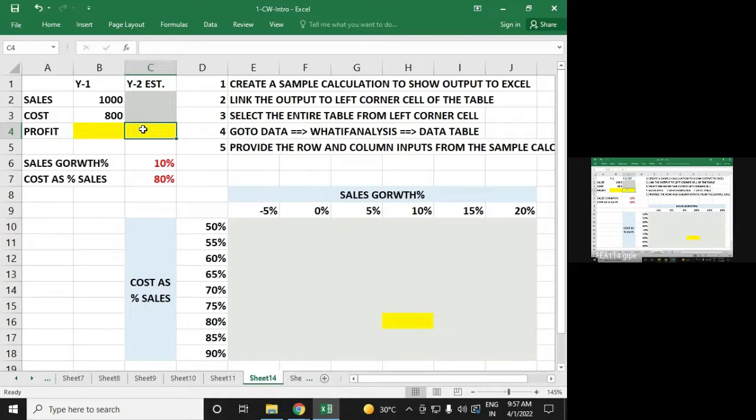220 is correct. 220 profit. Cost as a percent of sale means 100 rupees का सेल है तो 80 रुपया आपका कॉस्ट है. Whatever is your sale for year 2, उसका आप 80% निकालिए.